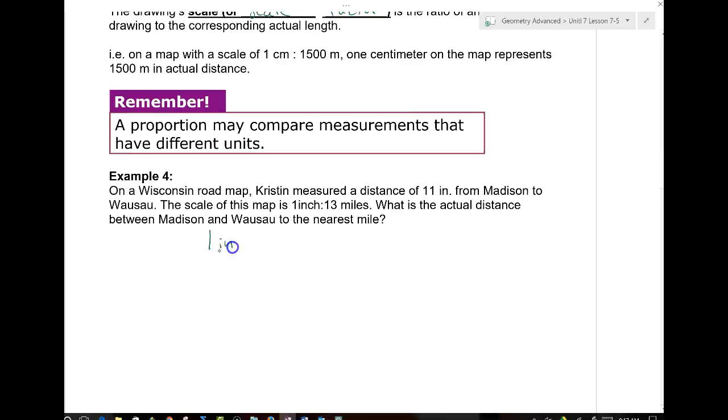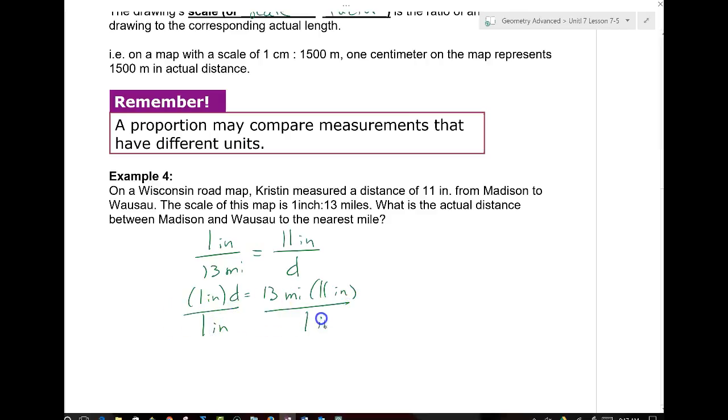So I got 1 inch is to 13 miles as, well, what did she measure? Did she measure the map? Or is she measuring the actual distance? Well, the map. So isn't that the 11 inches going to be on top? And I want to figure out the actual distance between the two. So I'm going to call it D for distance. Again, just like any proportion, we're going to use our cross products and multiply. So I got 1 inch times the distance equals 13 miles times 11 inches. All right, I'm going to divide by 1 inch.